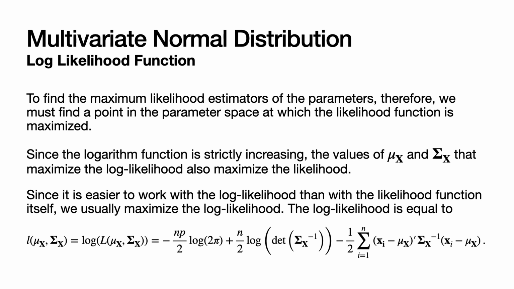Now, for this situation, the log likelihood function, which again is obtained by taking the natural log of the likelihood function, is denoted by lowercase script l, and it turns out to be equal to negative np over 2 times the natural log of 2 pi, plus n over 2 times the natural log of the determinant of the inverse of the covariance matrix, minus 1/2 times the sum, i going from 1 to n, of these quadratic forms: the transpose of x sub i minus mu sub x, pre-multiplied against the inverse of the covariance matrix, which is then post-multiplied by x sub i minus mu sub x.